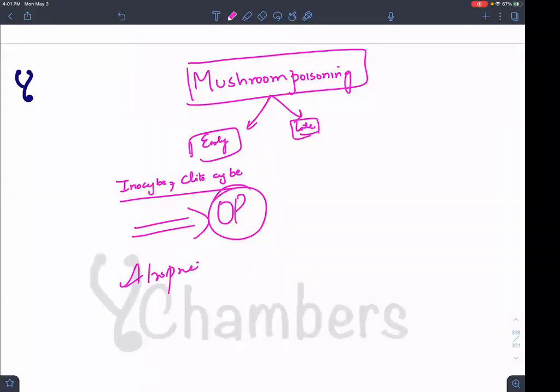I go to the late poisoning. Late poisoning is mostly caused by my girlfriend Amanita. I'm kidding. Amanita muscaria. Remember this one only.